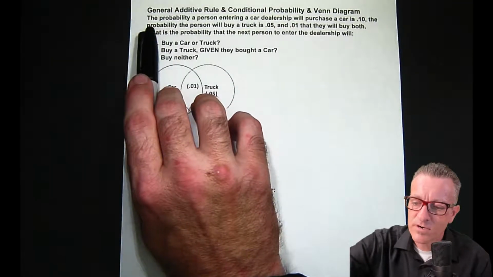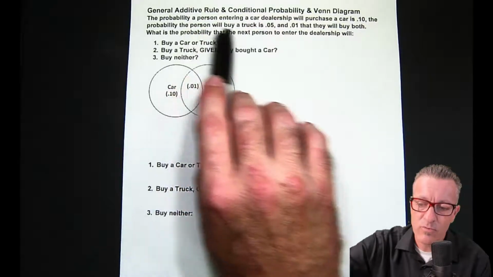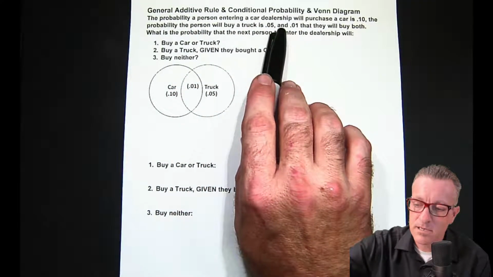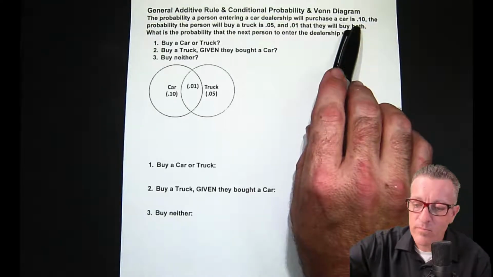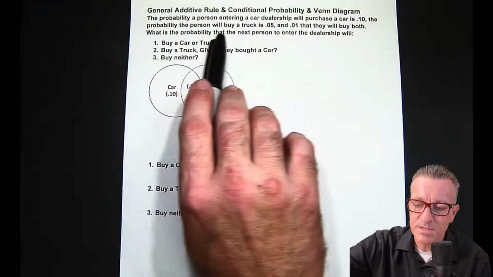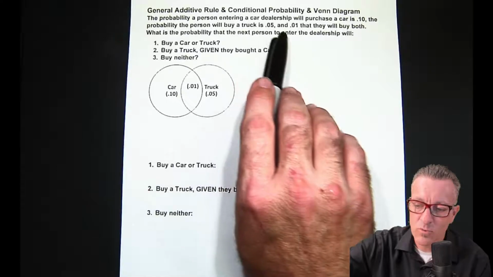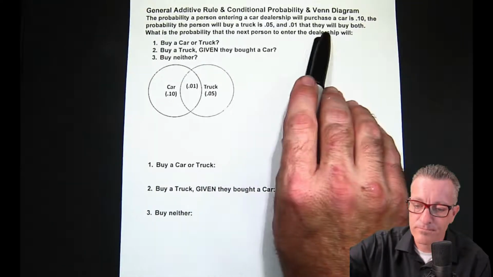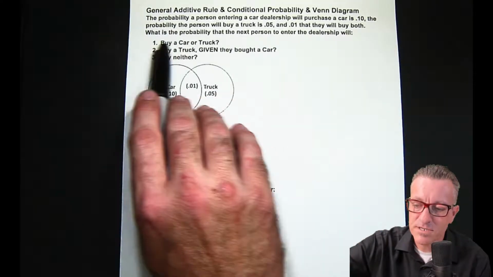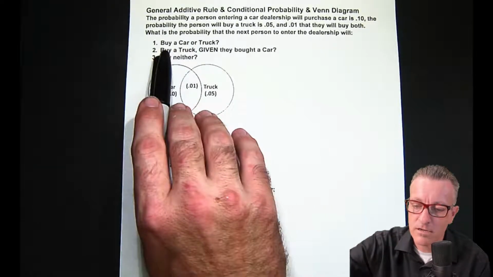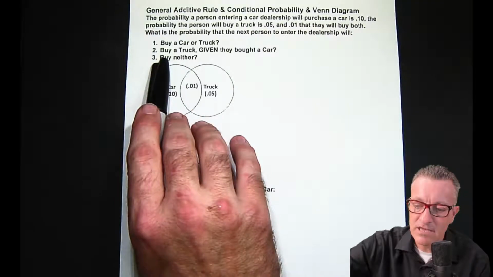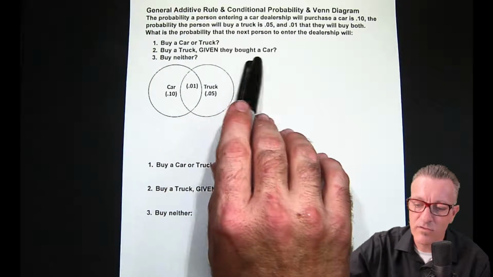The probability a person entering a car dealership will purchase a car is 0.10, or essentially 10%. The probability the person will buy a truck is 0.05, and 0.01 that they will buy both. What is the probability the next person to enter the dealership will buy a car or truck, buy a truck given they bought a car, or buy neither?